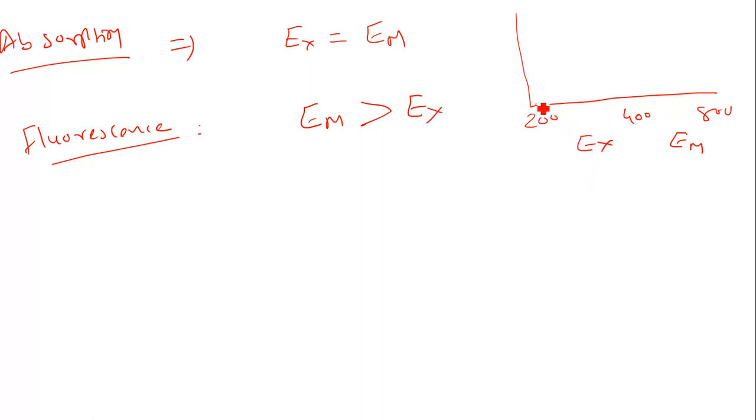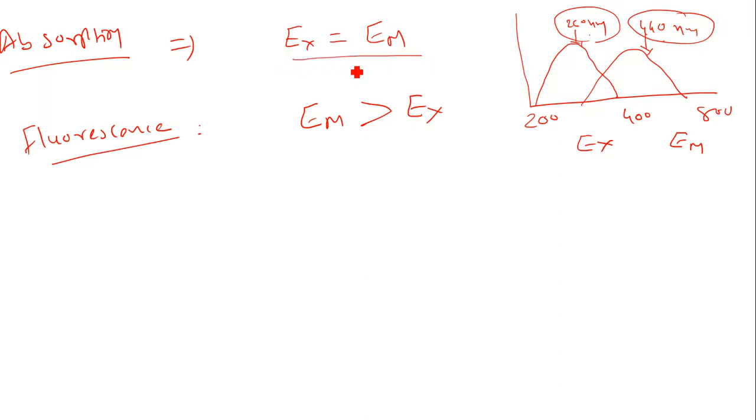Now when we excite the molecule, suppose it is excited at nearby 260 nanometer. When this molecule comes to the ground state, the wavelength will be higher than the excitation wavelength. Suppose it is 440 nanometer. This 440 nanometer is higher than the excitation wavelength, so you can say the mechanism is fluorescence, not absorbance. Why? Because in absorbance, the excitation wavelength and emission wavelength are both similar.